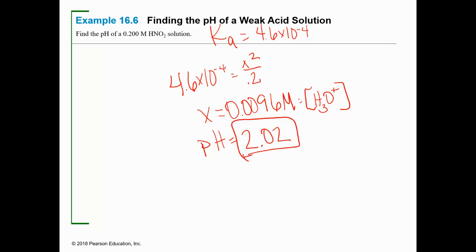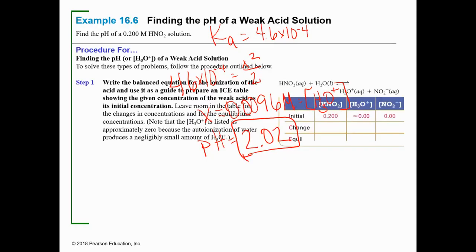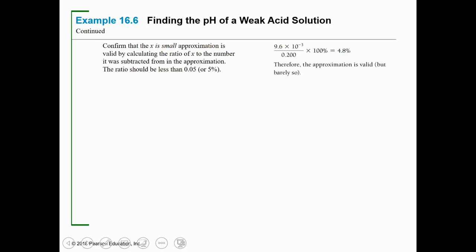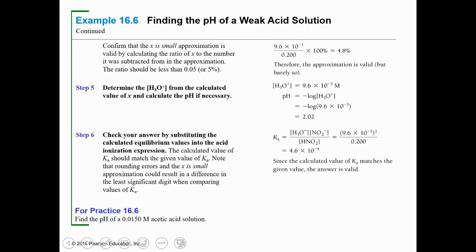So this one has a few more steps, but it's really not so bad. You don't have to do the ICE table in this chapter, which is great. But don't forget how to do them because they're coming back in 17, and then 15 is on the test as well. Okay, so they do the whole ICE table thing.